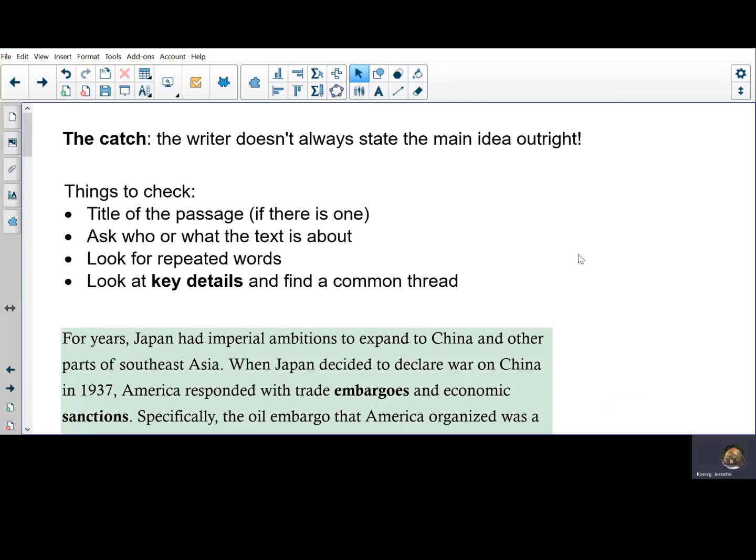Now for the catch. Usually the main idea is not stated outright in the paragraph. When you're taking your GED exam, they'll probably give you a paragraph that you have to read and then say what the main idea is. You'll have 4 choices for the main idea, and not one of those choices is actually stated in the paragraph. You'll have to read the whole paragraph and make some logical judgments about which of the 4 choices best captures the main idea.